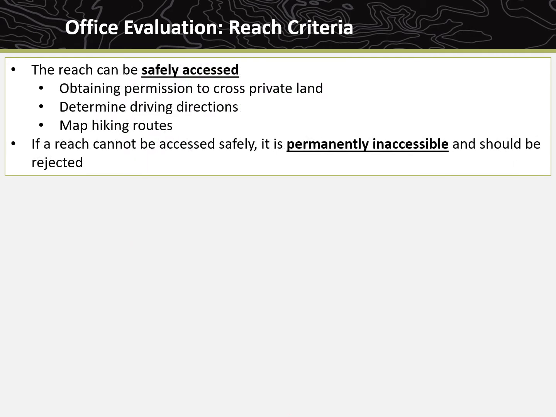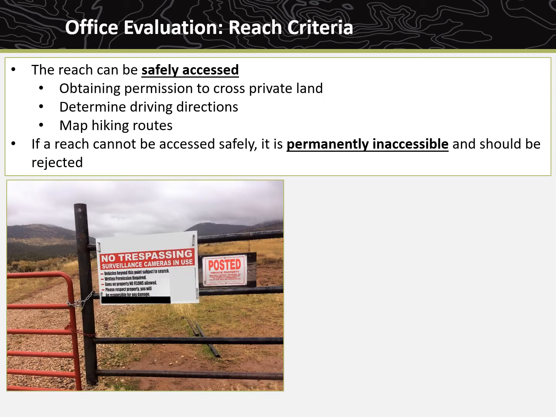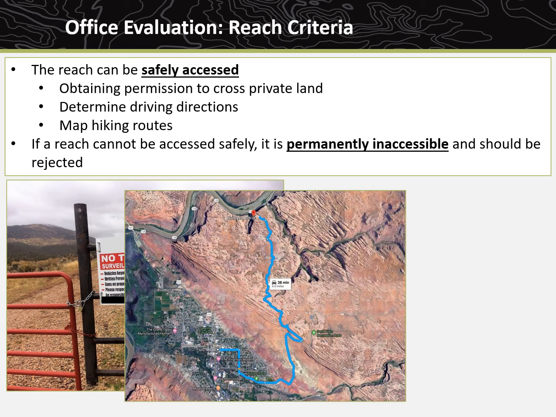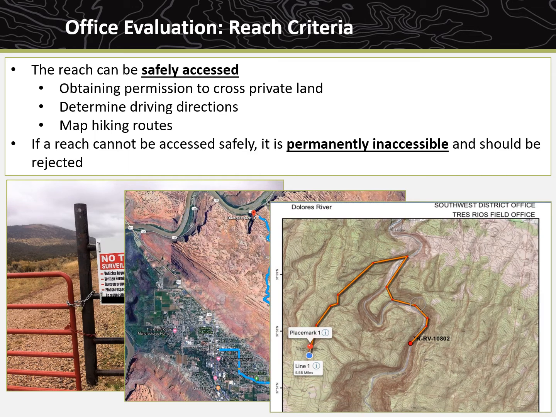Next, it should be determined if the reach can be safely accessed. Factors contributing to access may include obtaining permission to cross through private land, determining driving directions, and mapping hiking routes. There may be unique challenges to accessing many reaches, so research should be done thoroughly, especially with those that are familiar with the field office. If a reach cannot be accessed safely now or in the future, it is permanently inaccessible and should be rejected.